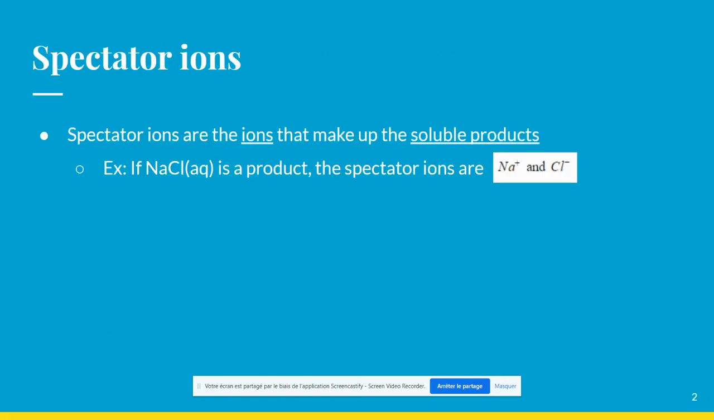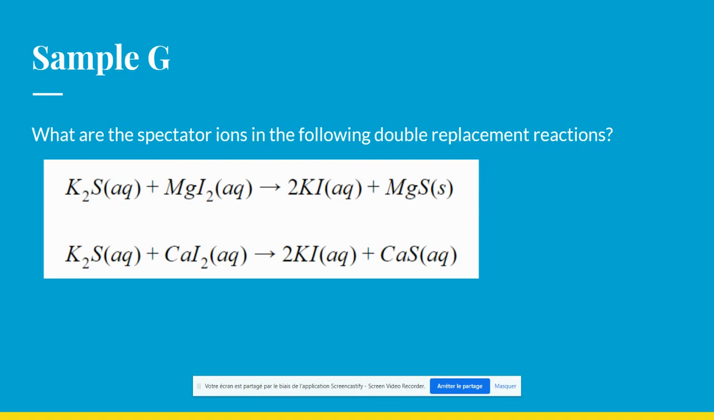So the spectator ions are just the ions that make up the soluble product. They are called spectator ions because they actually do not react between the reactants and the products. They are just sitting there watching, hence the term spectator. To write spectator ions, all you do is look at the aqueous product and list the ions that are in them, which is why it's oftentimes a good idea to include your pre-work.